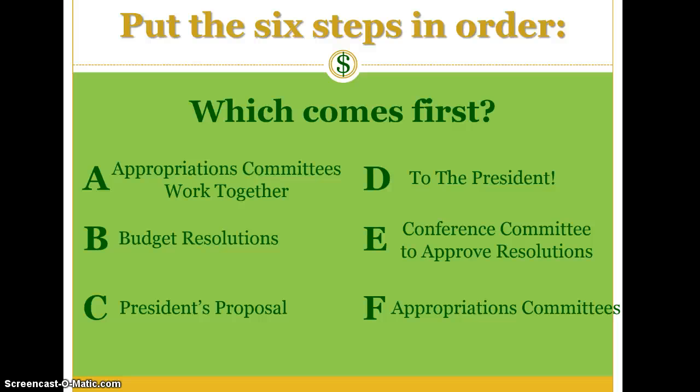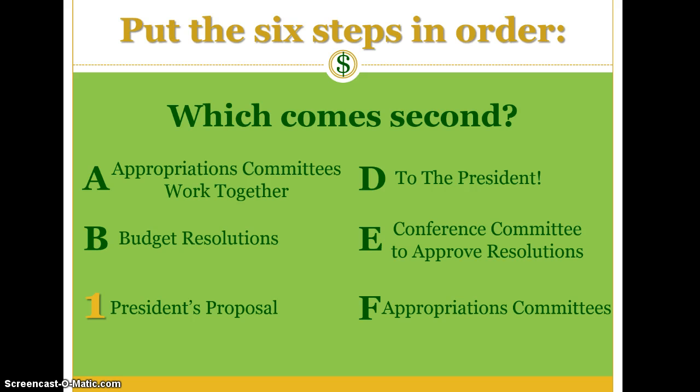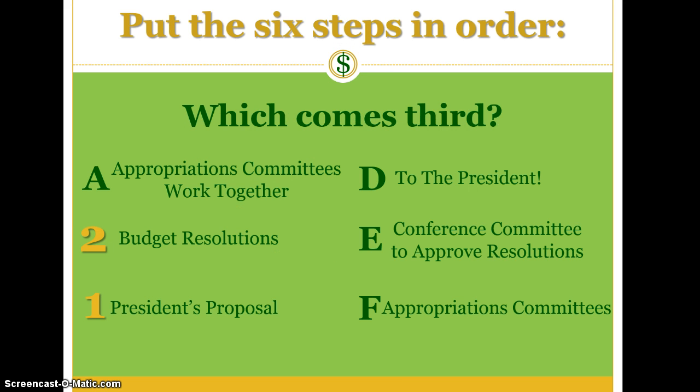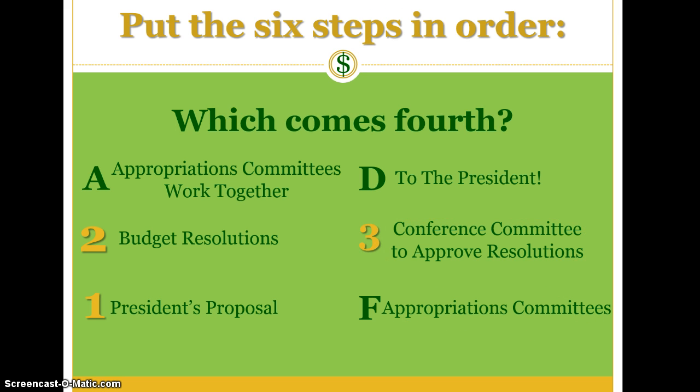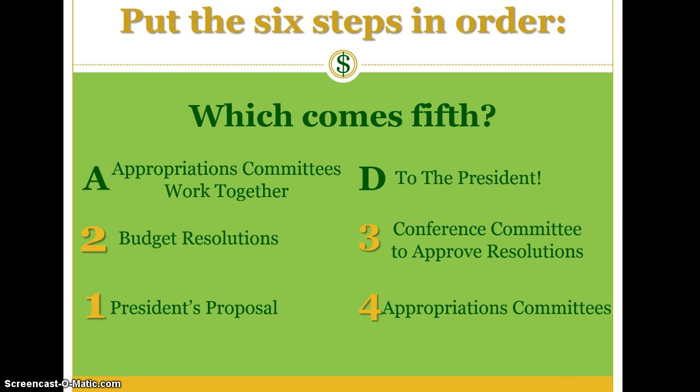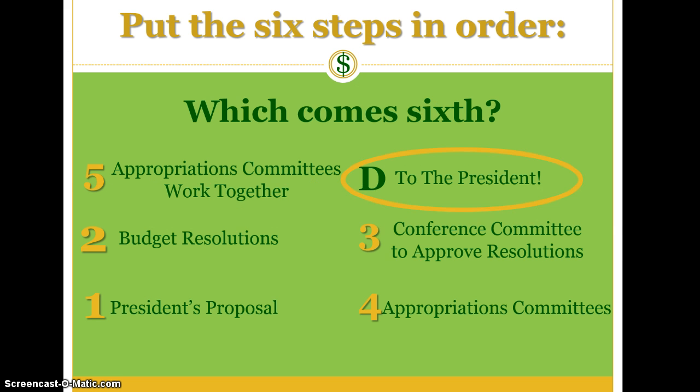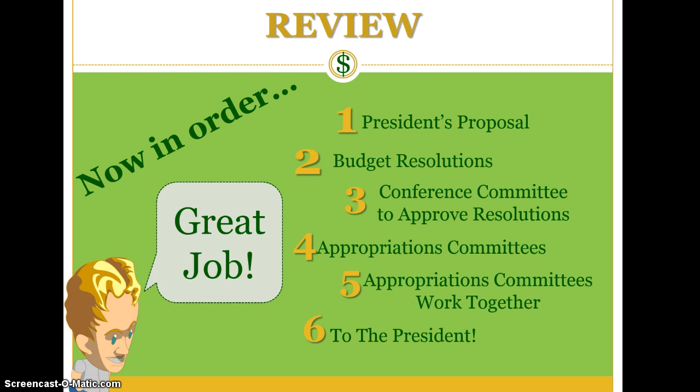They're not in order. So appropriations committees work together, budget resolutions, President's proposal to the President, conference committee to approve resolutions, and appropriations committees. The first one is, the second one is, the third one is, the fourth one is, fifth one is, last. Here they are in order.